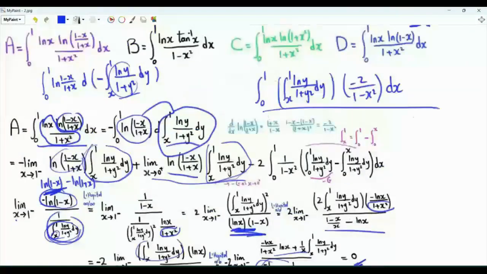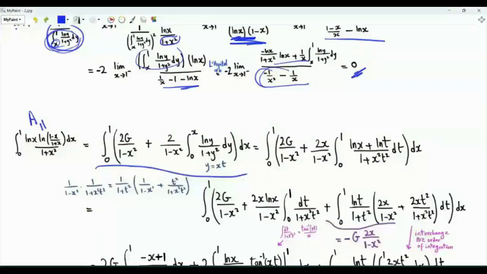The only survivor is this integral here. I will write the integral with respect to y as an integral from 0 to 1 minus an integral from 0 to x. The integral from 0 to 1 is minus g. The integral a now looks like this.